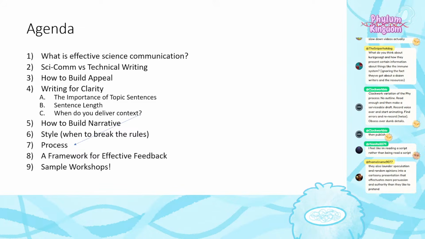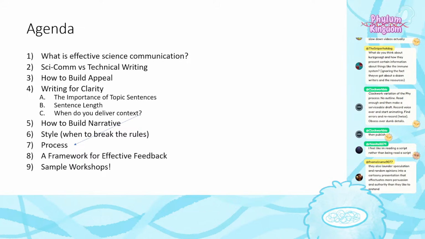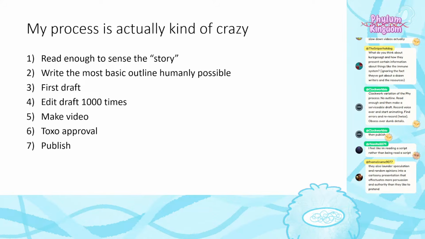Clockwork variation of the Phi process: no outline, read enough, and then make a serviceable draft. Wow, you don't even make an outline. That's crazy. Yeah, I don't recommend it. I recommend an outline. I only do it this way because I personally value the poetry of the words that I'm trying to use, right? It has to sound right to my ear, and outlines make it a little confusing to do that.